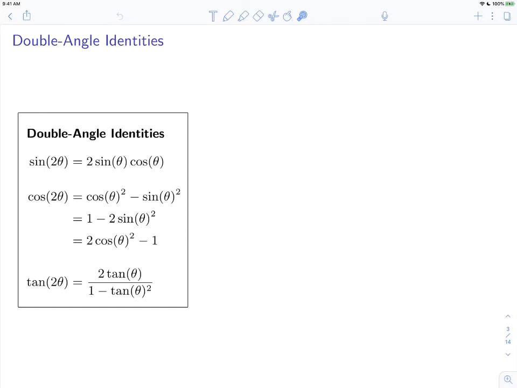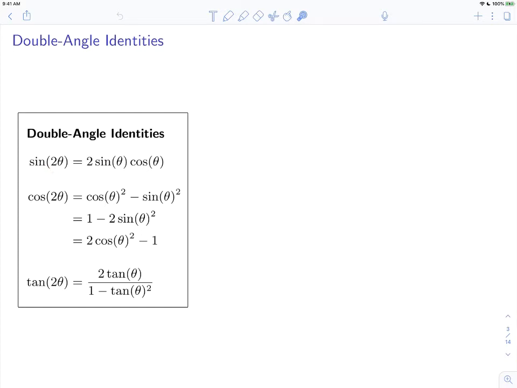The double angle identities show us how to re-express sine of 2 theta, cosine 2 theta, and tangent of 2 theta in terms of trigonometric functions evaluated at just theta. For example, sine of 2 theta can be evaluated in terms of sine of theta and cosine of theta. Same with cosine of 2 theta. Tangent of 2 theta can be evaluated in terms of tangent of theta. Let's look at each of these identities.